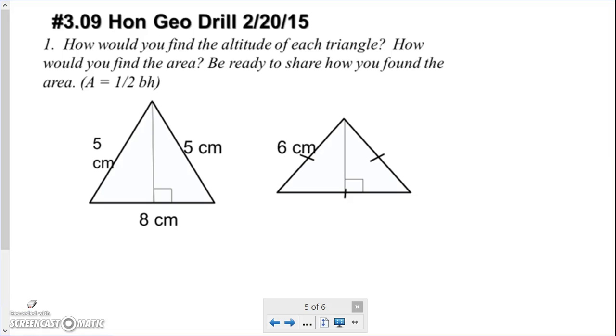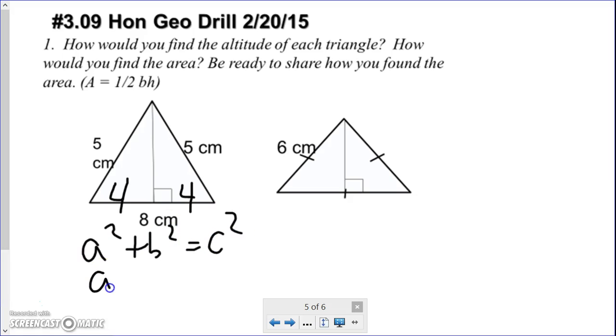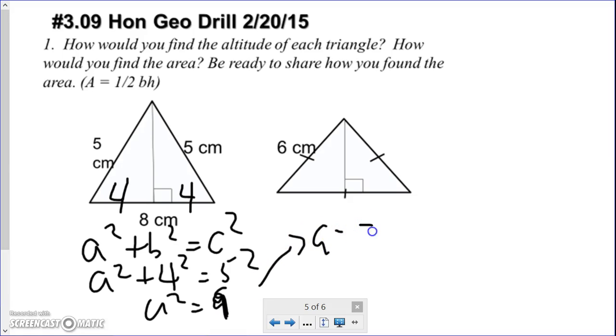So hopefully you broke this down to be 4 and 4 because it's an isosceles right triangle. And then our isosceles triangle starts, and then we drop in that altitude. So then we're going to use Pythagorean theorem. And we're going to plug in our values. And we're going to get a squared equals 9. So a equals 3. So that's our altitude.